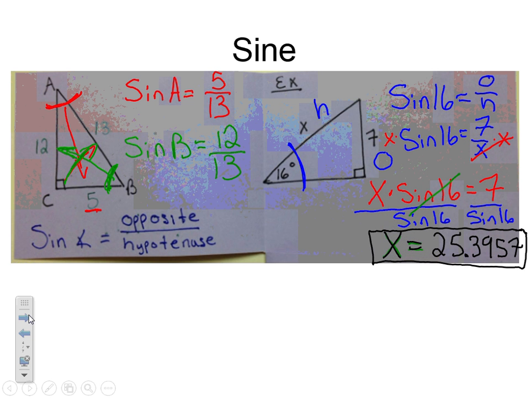You have to go 4 places after the decimal. Did you guys all hear that? You have to go 4 places after the decimal. That's what we're going to do when we're working with our trig. 4 places. Okay, there we go. There's sine. So sine is opposite over hypotenuse.